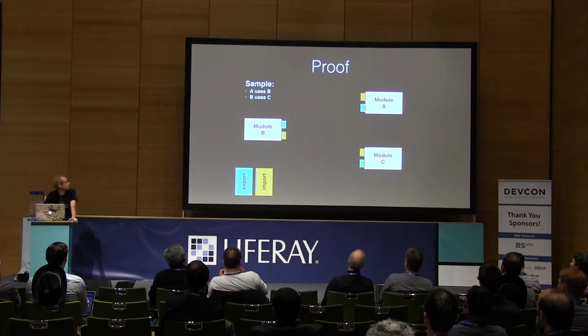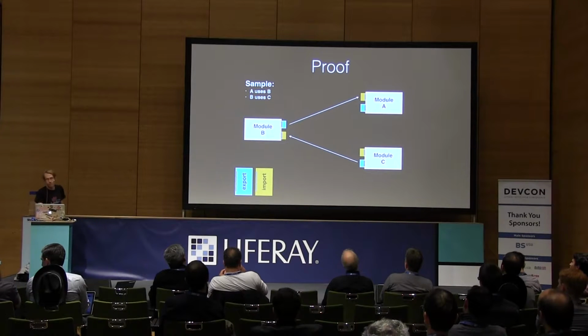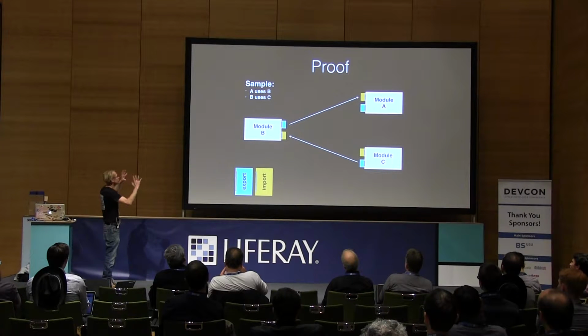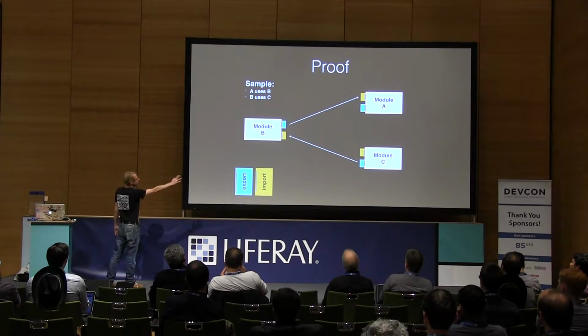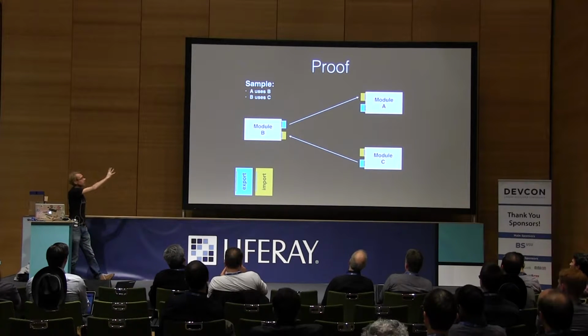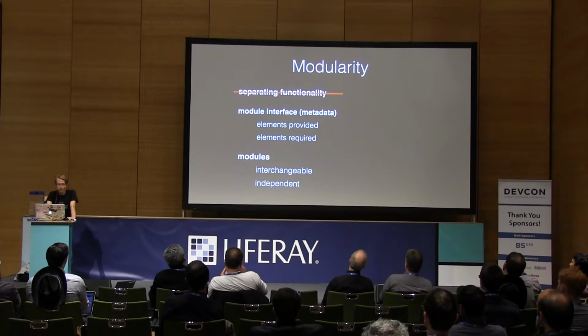So let's take a proof. Here we have modules A, B, and C. Export is green, import is orange, and A uses B and B uses C. So we could use our module definition to express a module system. C exports elements to module B, and A requires information from B, which is expressed by module B. So we can pull out the metadata stuff.